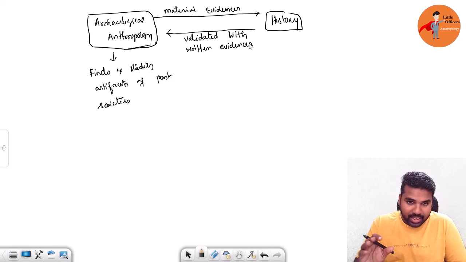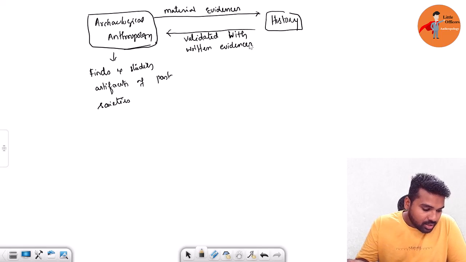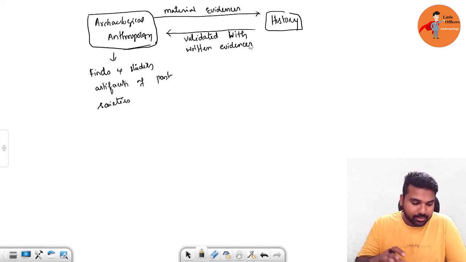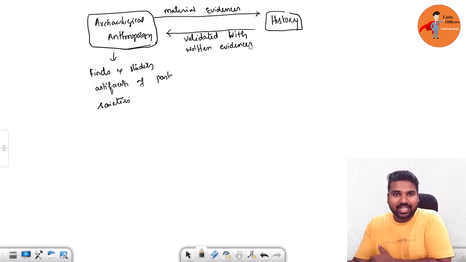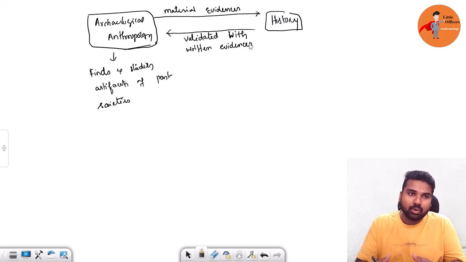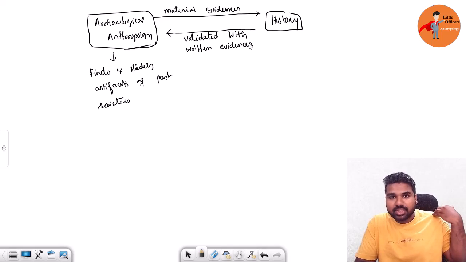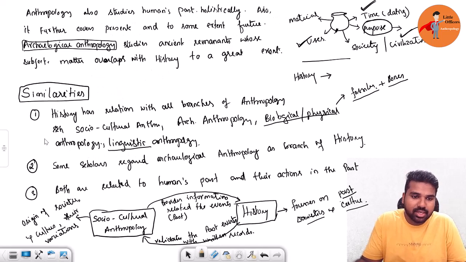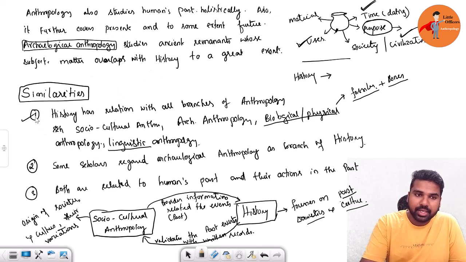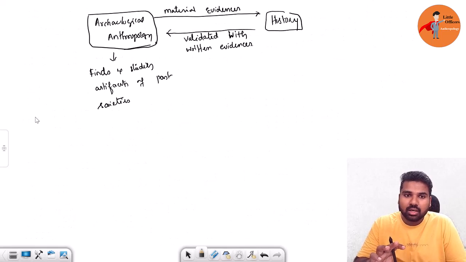And Evans-Pritchard, one of the anthropologists or sociologists, said that social anthropology is a kind of history to a great extent, because in socio-cultural anthropology what we study is the same aspects that are studied by history in the past. So that is how we validate it. The same point has already been mentioned, so I'm not repeating it. So these are some of the similarities and the connections.